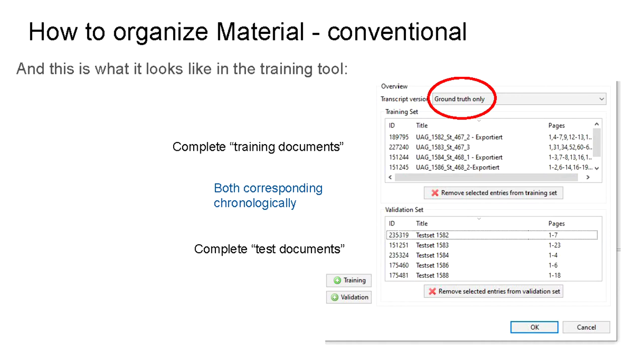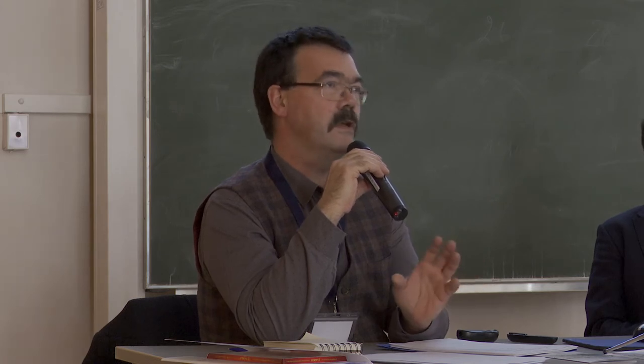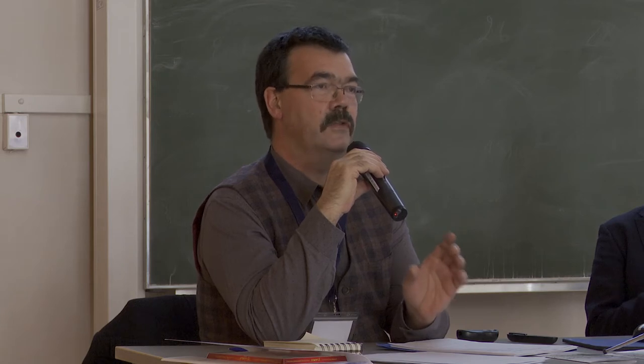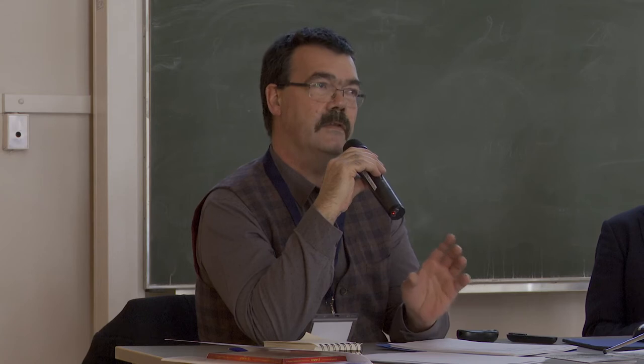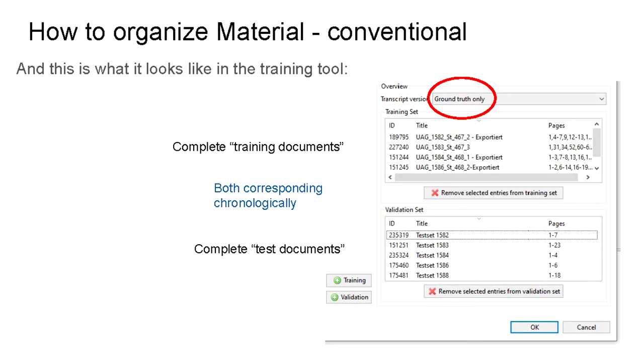Achim has shown the training tool, and you were right. Before adding, my second advice is use the versions management. Don't do things like use the edit status. If you do transcriptions, ground truths or other things, set the edit status of a ground truth page to ground truth. And before you start training, before you select the train set or the test set, take the filter, ground truth only.